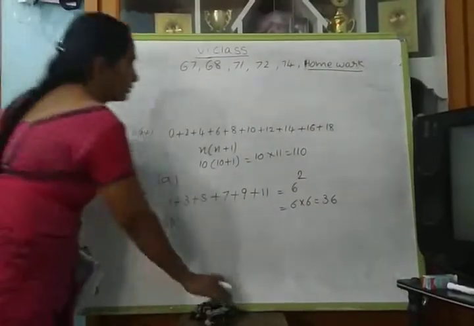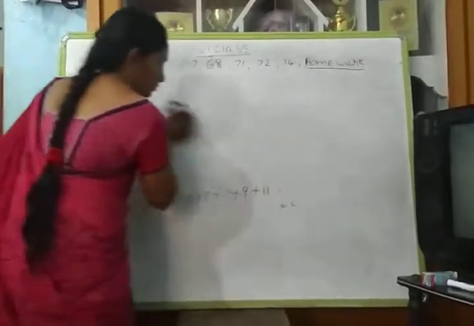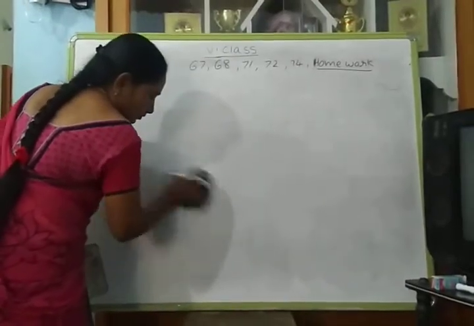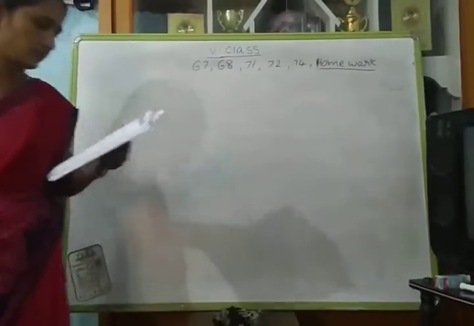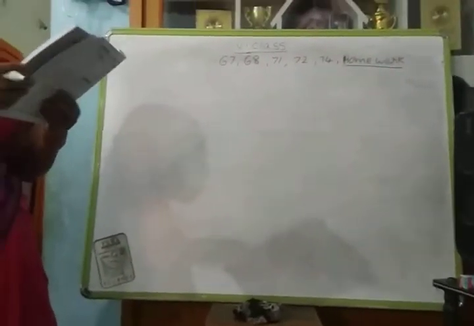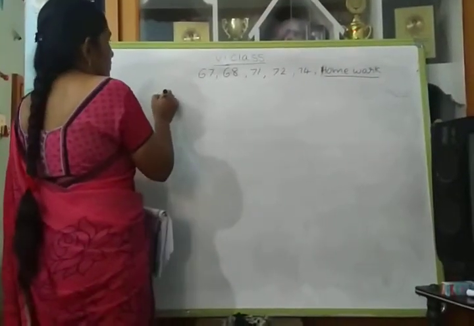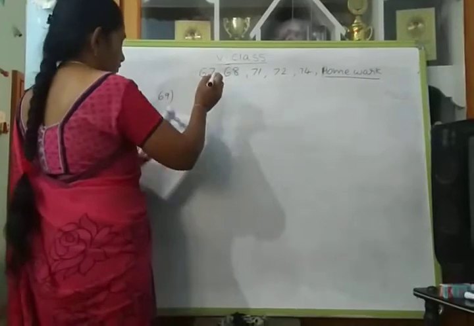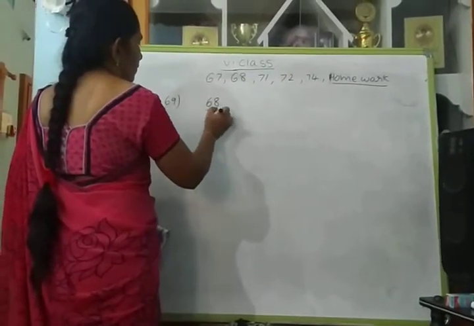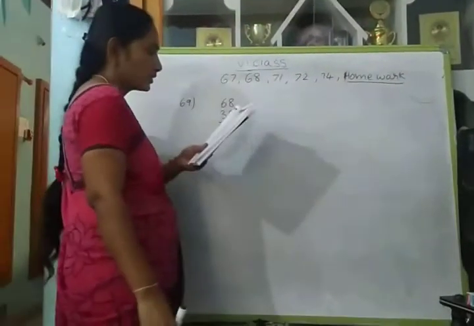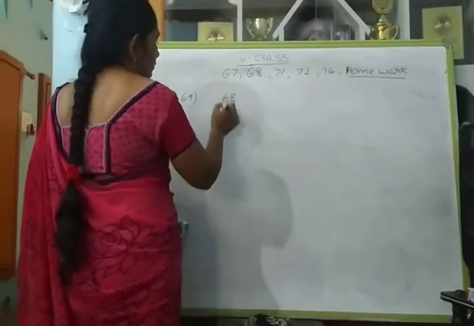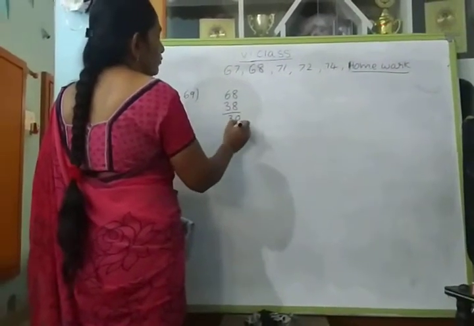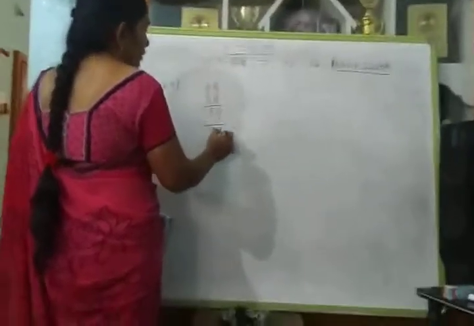So now look at the 69th problem. Number of whole numbers between 38 and 68. Just do the difference. 68 minus 38, 30. Again we have to subtract 1. What will you get? 29. So what is the answer? 29.